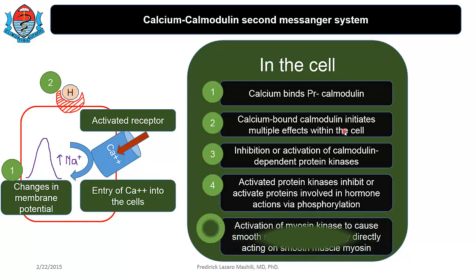What is a good example? A good example is activation of myosin kinase to cause smooth muscle contraction by directly acting on smooth muscle myosin. So this is a good example of the calcium calmodulin second messenger system.